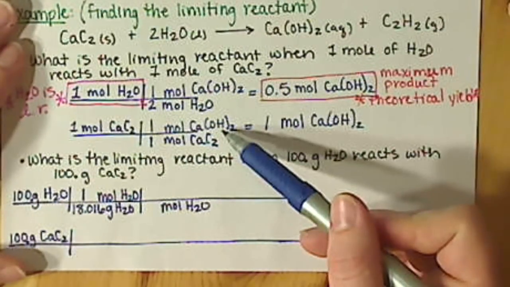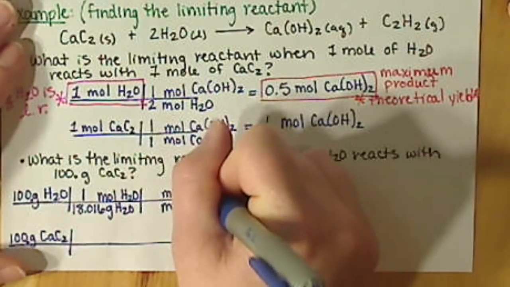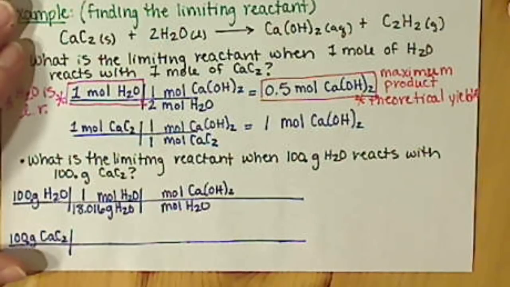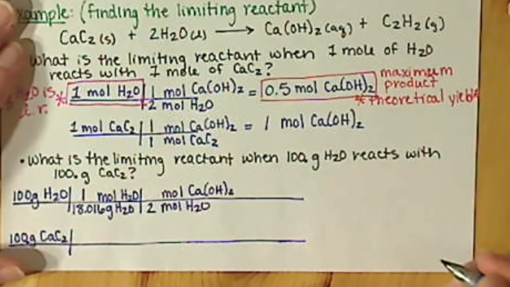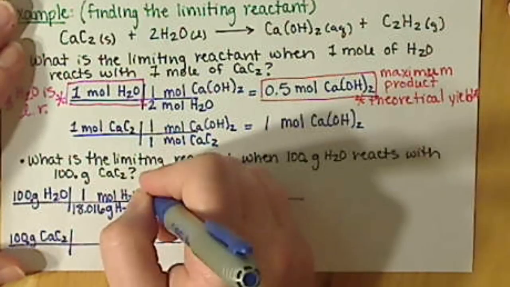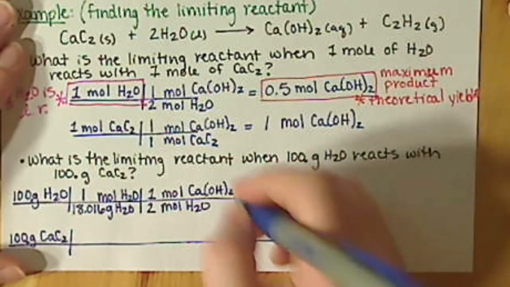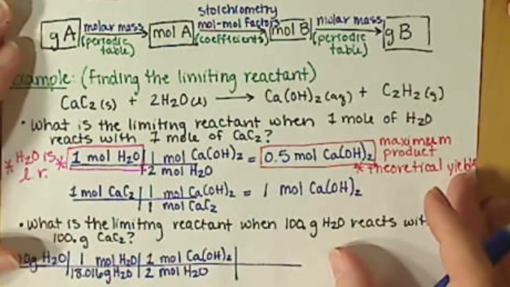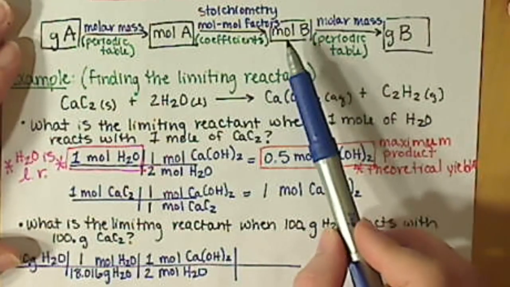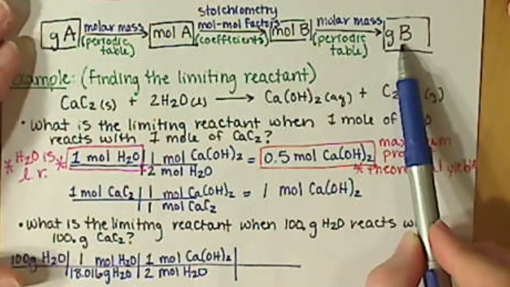We decided we were going to stick with calcium hydroxide, so we're going to go to moles of calcium hydroxide. Then we use our coefficients. Our coefficient for water is 2. Coefficient for calcium hydroxide is 1. And then we're ready for our last step in this calculation.